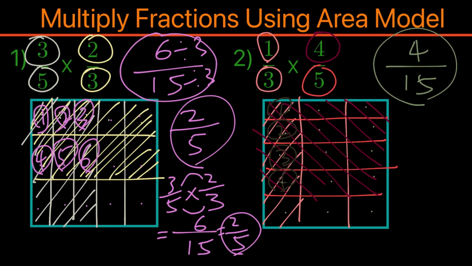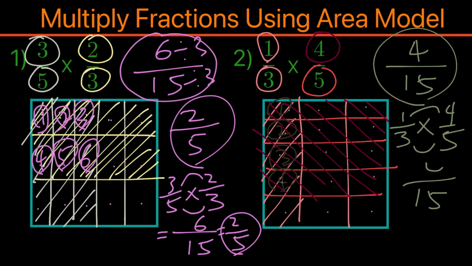Now let's try to multiply and see if the answer comes out the same. If it's 1/3 times 4/5, if we multiply 3 by 5, we get 15. Multiply 1 by 4 is 4. And you can see the answer will come out the same.